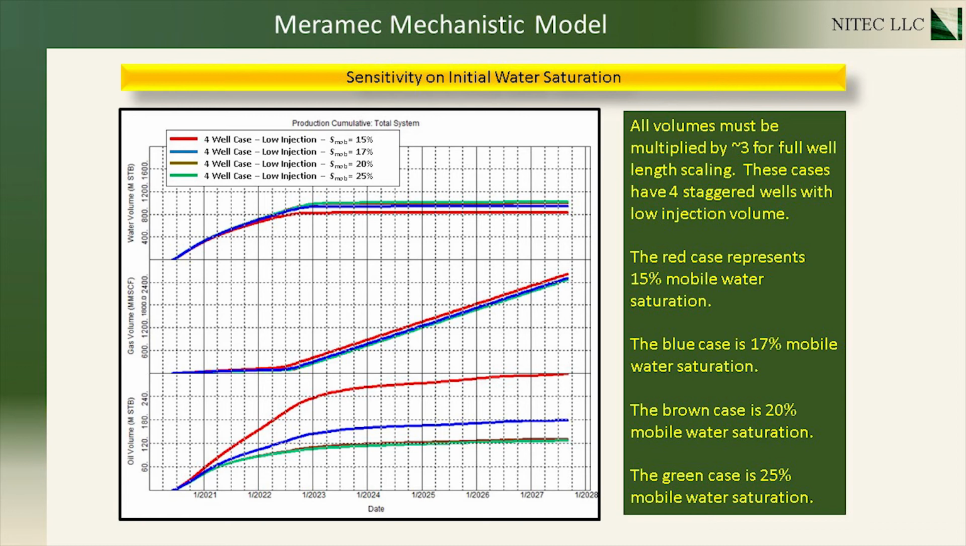An important driver of performance in this kind of unconventional reservoir is the presence of mobile formation water. The stable water cut in unconventional wells is strongly determined by the fraction of mobile water relative to mobile oil. We see in this plot that cases with even slightly different mobile water saturations, for example, 15% mobile water for the red case and 17% mobile water for the blue case, yield dramatically different results in terms of oil EUR over a 5-year time frame.